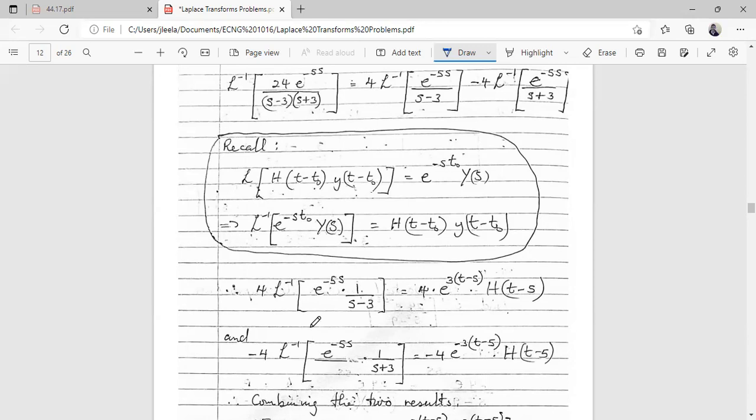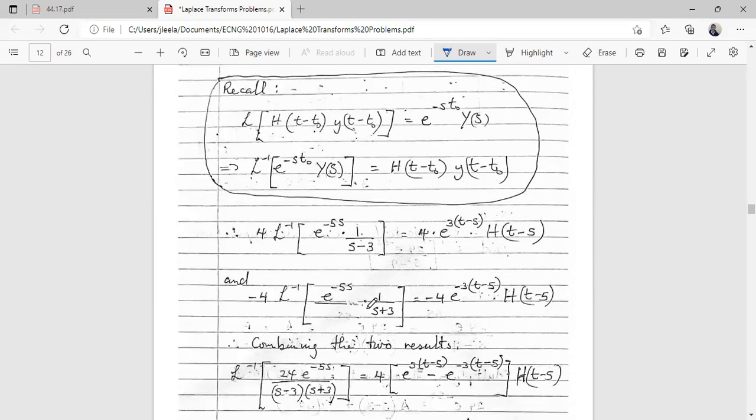Similarly with the next one. You have e to the minus 5s times 1 over s plus 3. And the inverse of this function here is e to the minus 3t. And remember your Heaviside function, so your function in t had to be not just y(t), but y(t minus t naught), and your t naught is 5. So it will be e to the minus 3(t minus 5) times a negative 4 times your Heaviside at t minus 5.